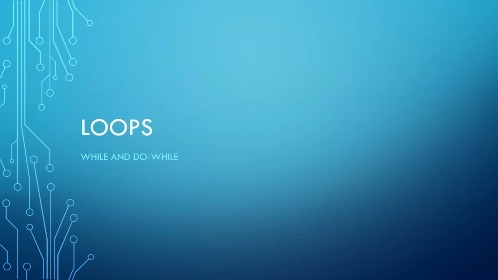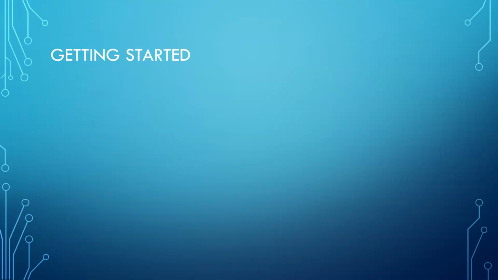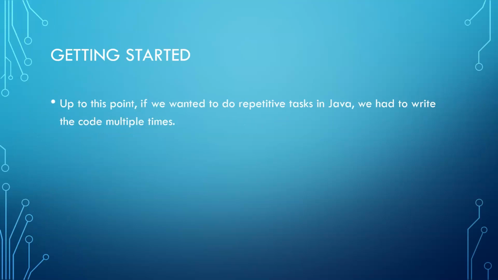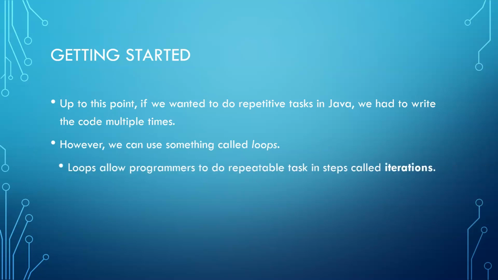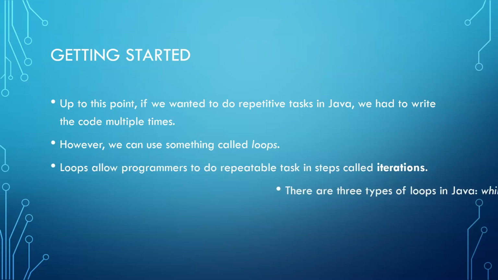And welcome back, students, as we get into our next topic, which is that of loops. Today we're going to start off by examining two different types of loops, the while and the do while. Up to this point, if we want to do repetitive tasks in Java, such as outputting, let's say, 10 lines of code, we had to write the code multiple times. However, we can use something called loops. Loops allow programmers to do repeatable tasks in steps known as iterations.